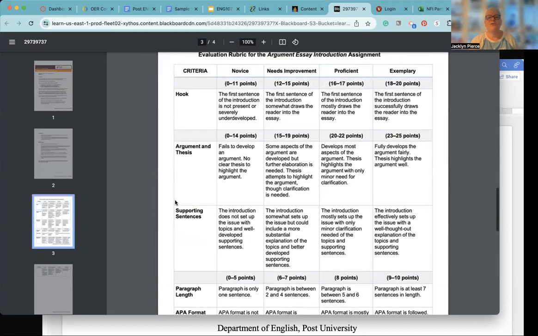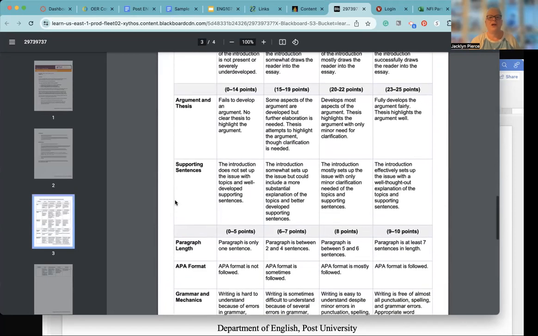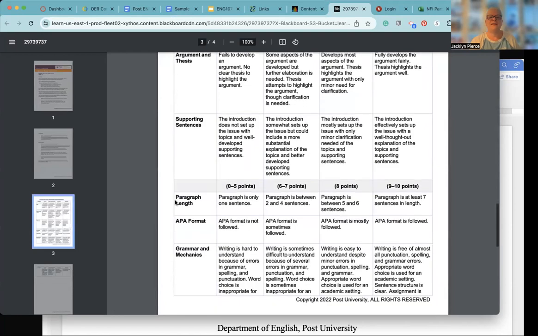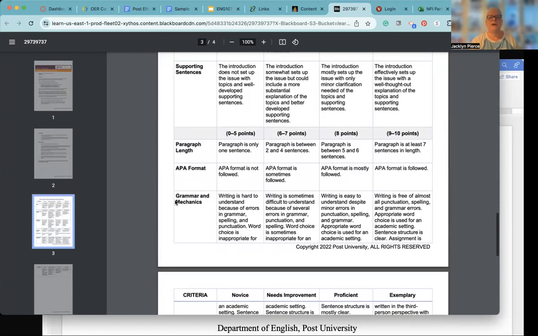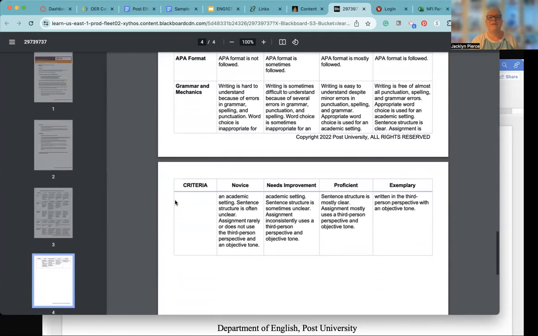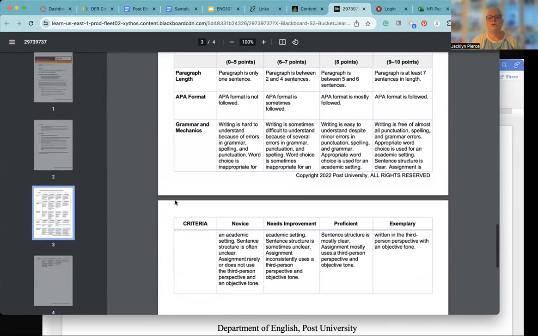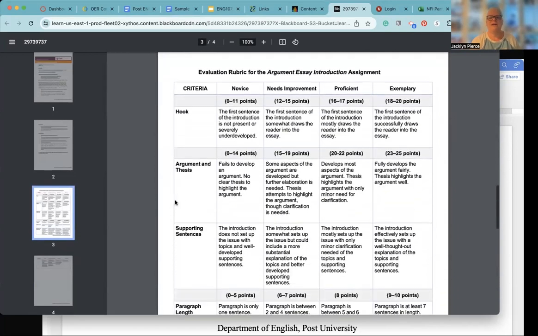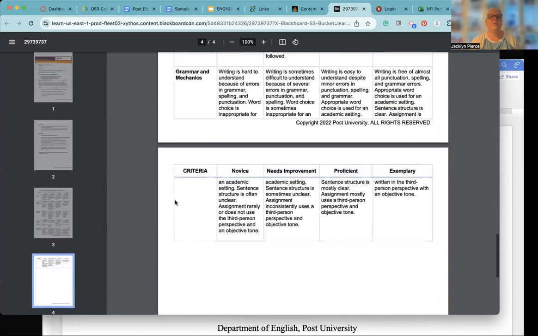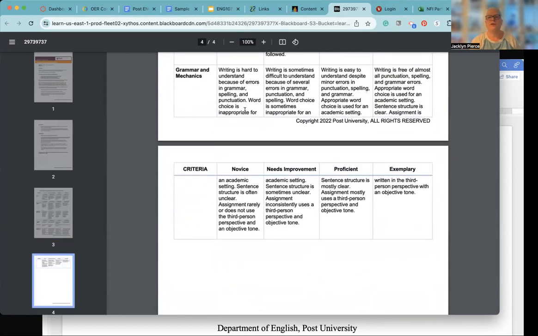Your rubric, of course, is right here. Does it have a hook? Does it have an argument and thesis? Did you include supporting sentences? Is it at least 7 sentences? And did you polish it? Okay, effective proofreading, grammar, punctuation, all of those good things.